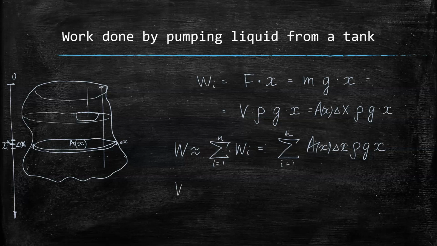But if you want to know the exact value, you have to set it up as a limit, and n has to go to infinity. I'm going to rearrange the terms inside of this sum, and I'm just going to put rho g x, and I put delta x at the end. And here we should recognize this as a Riemann sum.